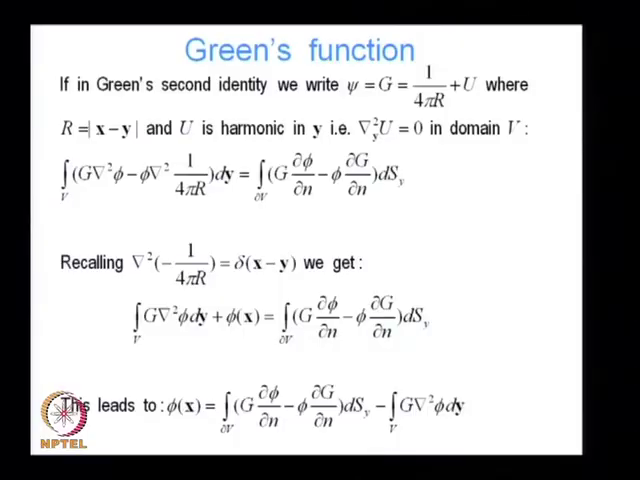Well, we do this. In Green's second identity, we write psi is equal to g is equal to 1 by 4 pi r plus u, right. We define psi to be 1 by 4 pi r, where r is mod of x minus y. So, that is my fundamental solution, right.